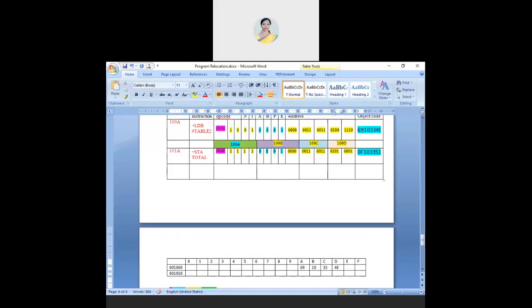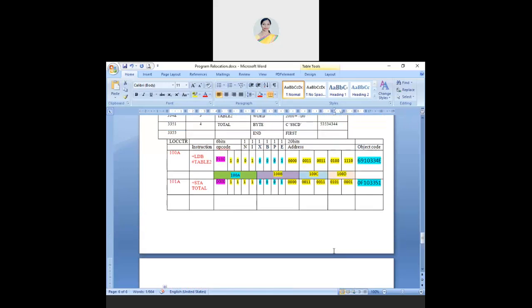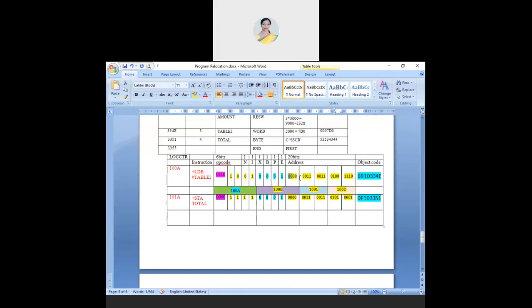So this instruction indicates that at 100A, 1 byte, that is 69. This is 1 byte because it is 2 nibbles. At 100B, 10 has to be loaded. At 100C, 33 has to be loaded, and at 100D it is 4E. So this is 1 byte, this is 1 byte, this is 1 byte, and this is 1 byte, totally 4 bytes. Now I have to modify only these, because this is my direct address. These 20 bits are my direct address. The rest are part of my bits, n, i, x, b, p and so on.